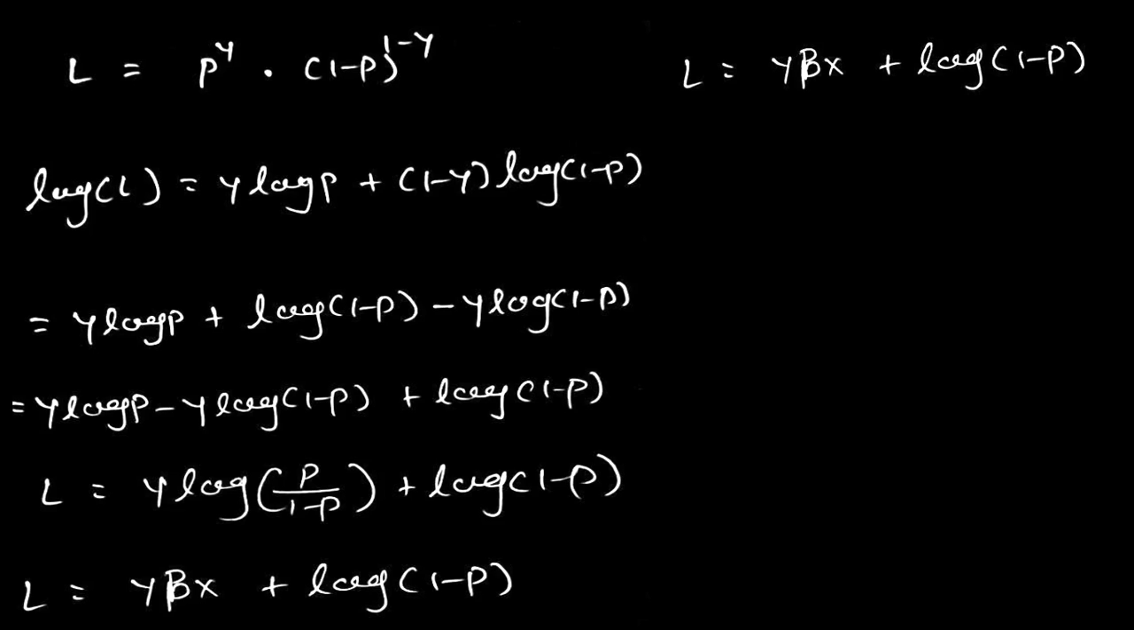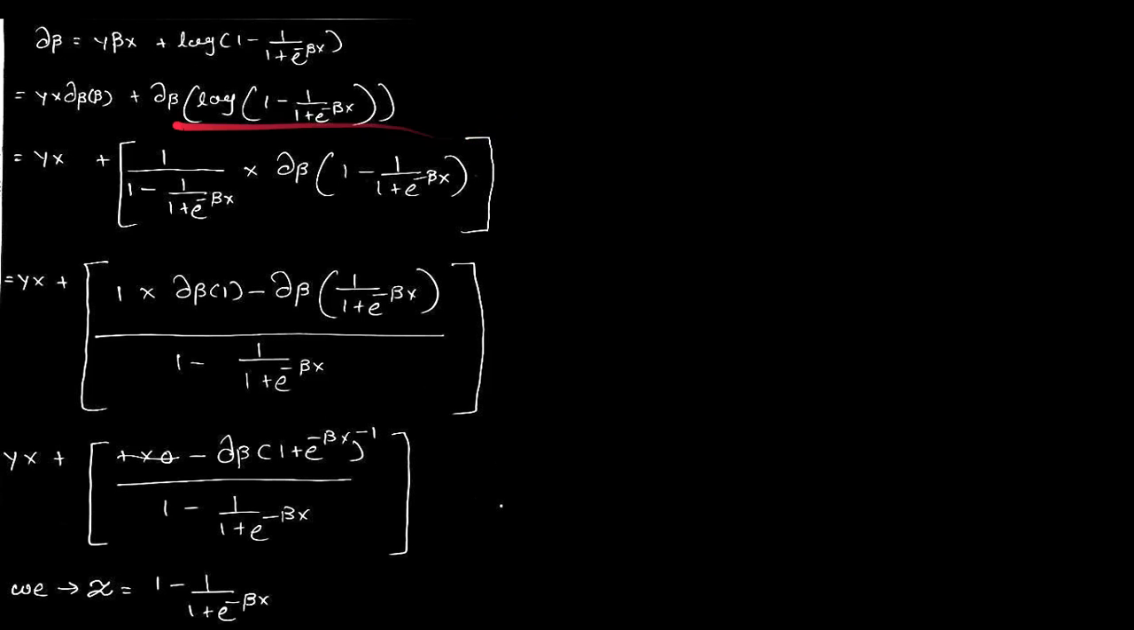Okay, now we are going to take a derivative. This is the reasonable form from which we can take a derivative with respect to d beta. So let's start taking the derivative. Okay, we have y beta x plus log (1 minus 1 divided by ...), that is the p value, the sigmoid function. So what is the derivative of y beta x going to be? It is going to be yx, right?